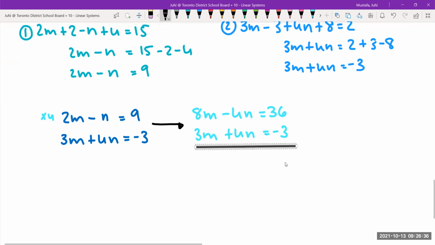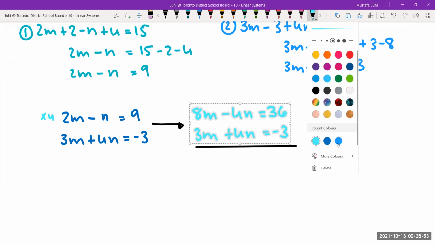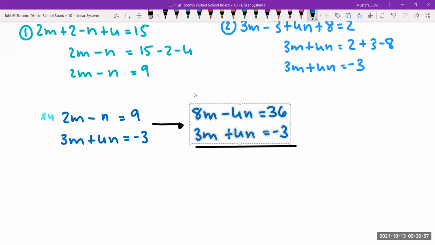It does not matter. So no. You have to do one of the variables. You have to make the variables the same. You can't make these numbers the same. It won't do anything. Good question though. Okay, we'll stick to this.